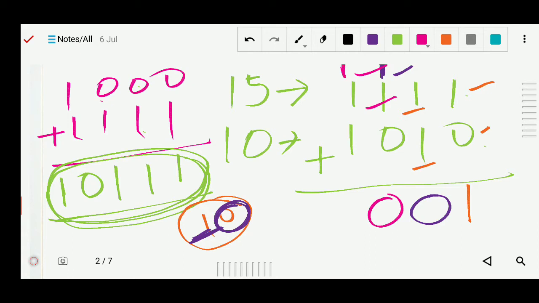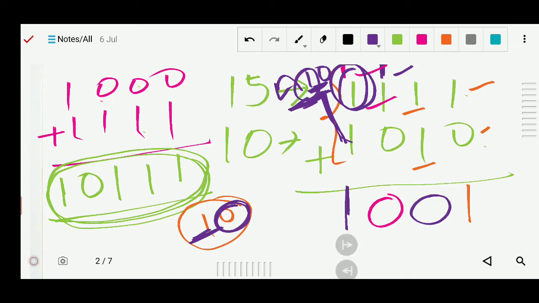Now next, you can see there are three ones. When you get three ones, you have to add these two first. 1 plus 1 gives you 10. So this one will again come here, and this 0 will be with this column. So 0 and 1 will again be 1, and this last one you write here. So this is your answer.